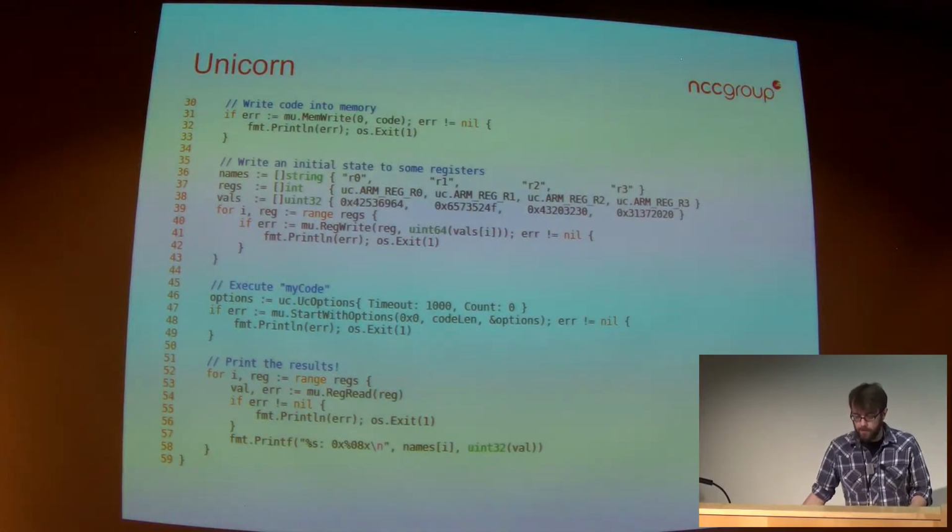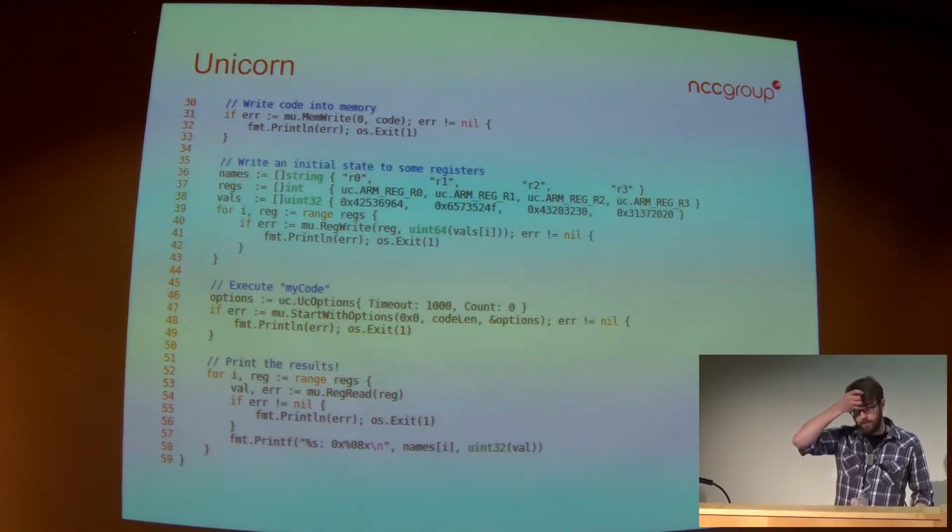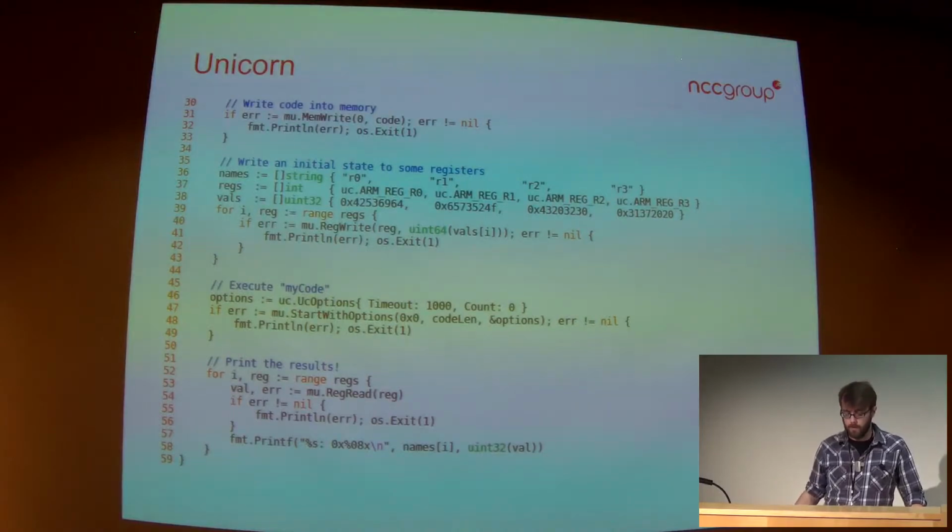There's an options thing there that's a timeout in milliseconds, and a count. The count is how many instructions you want to execute, and if you set it to 0, it's just going to keep going until something happens. In this case, I have the code there, and I'm going to assume it maybe goes into an infinite loop or causes an exception. So I'll say timeout after a second. And then we can print the results.